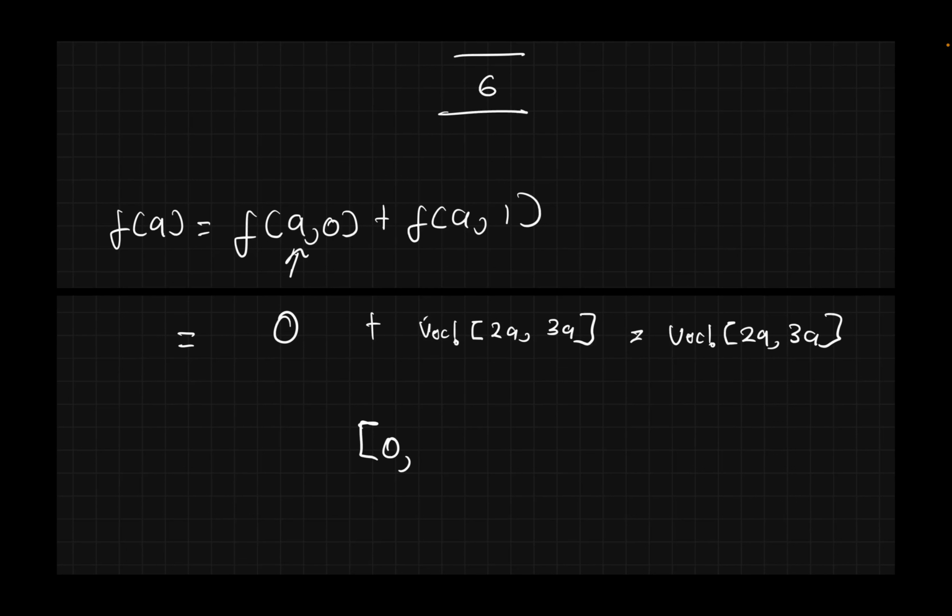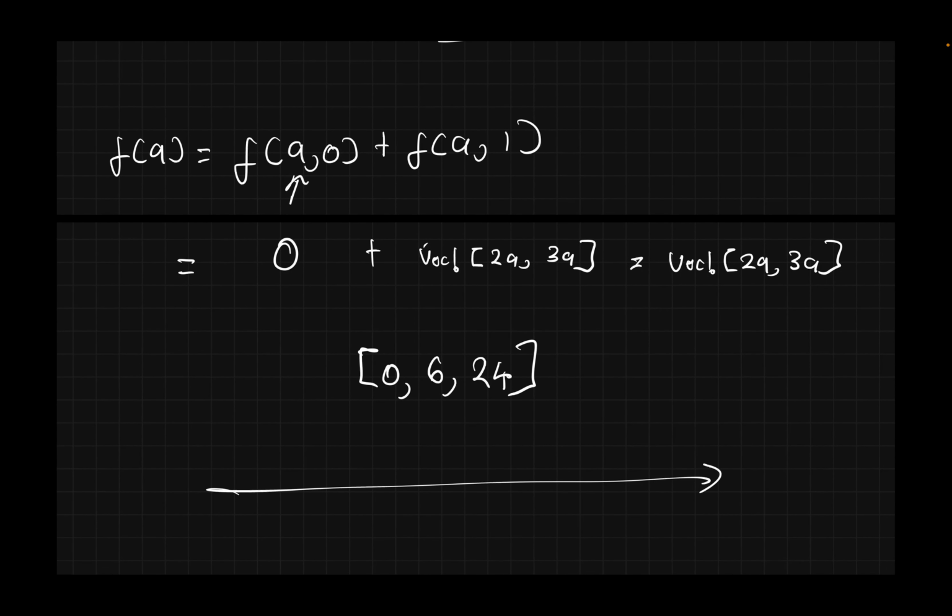Evaluate at 1, 2a is what? 2. 3a is what? 3. That's 6. Evaluate at 2, 2a is what? 4. And 3a is what? 6. 6 times 4 is 24. Does that make sense? This is what you're sending to the transcript.